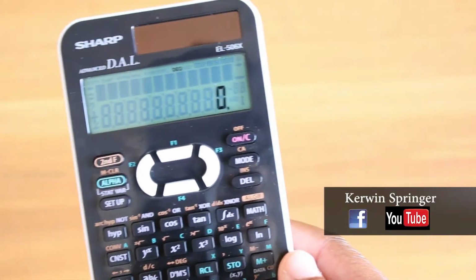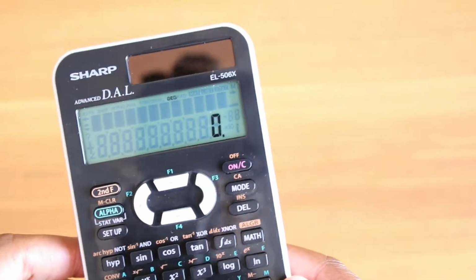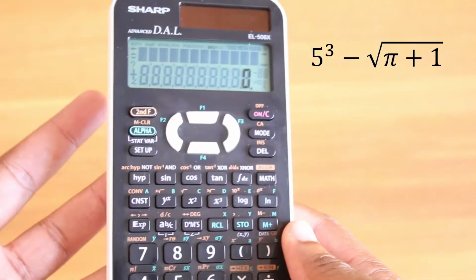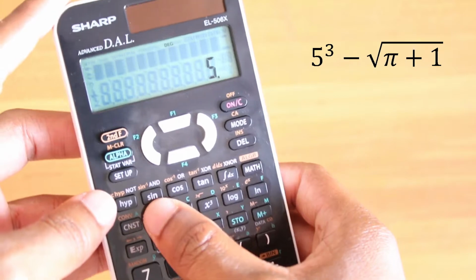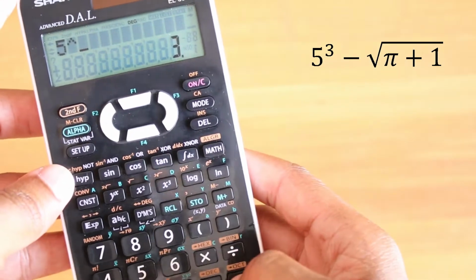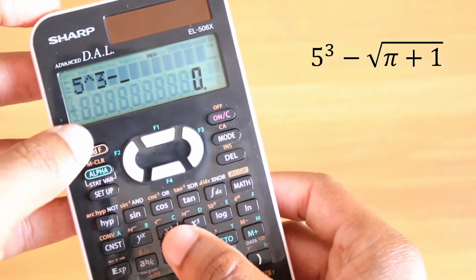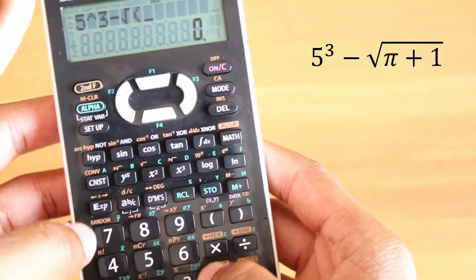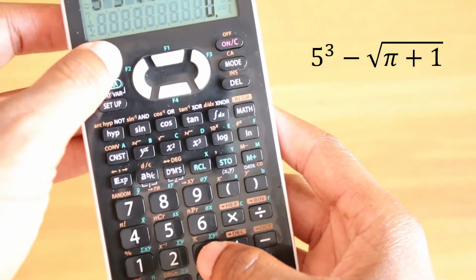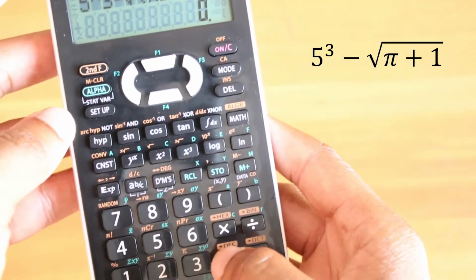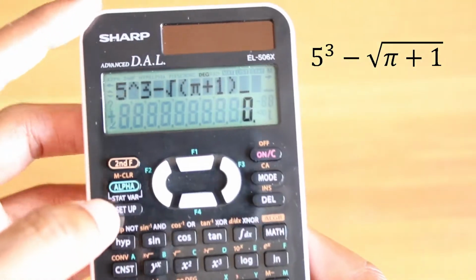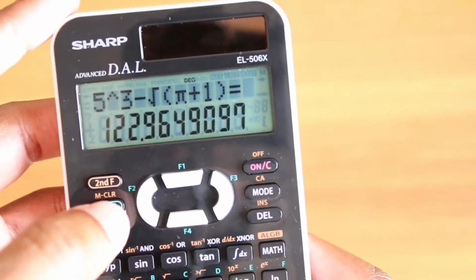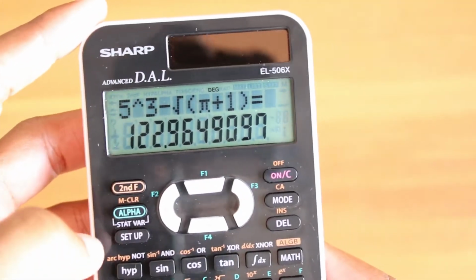For example, if you have 5 to the power of 3 take away the square root of pi plus 1, see? You put 5 to the power of 3 take away square root, you can get a second function, the square root of pi, second function, pi plus 1. So that's how I would write that. It'll make it much easier, and you can write everything in one line instead of doing it part by part, right?